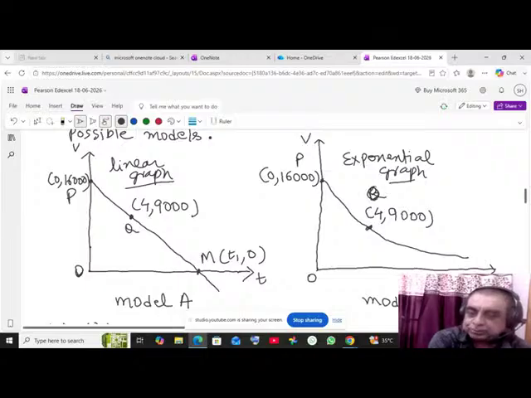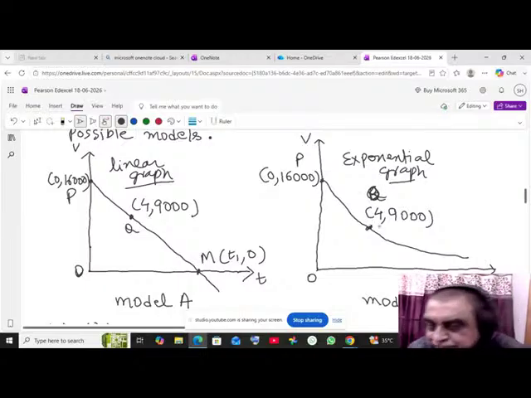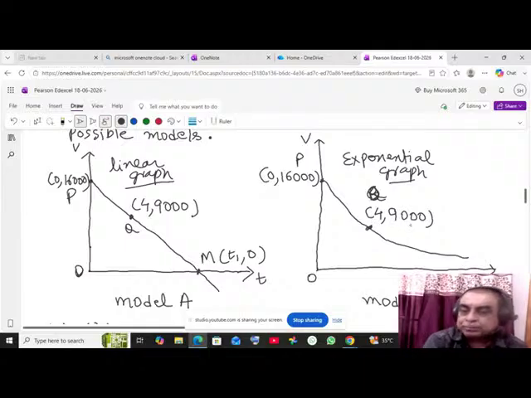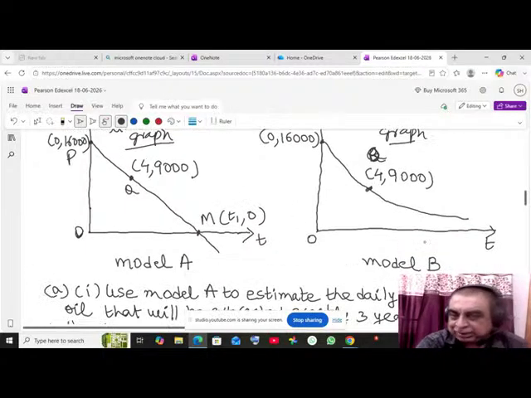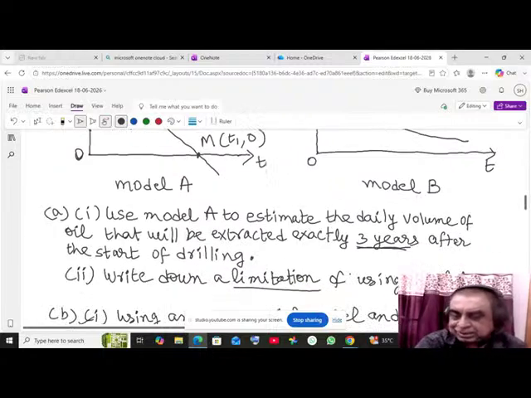Let us call the second point Q. In this point Q, the x coordinate is 4 and the y coordinate is 9,000. The x coordinate means the value of t and the y coordinate means the value of v. So we put the values of these points in the equation.